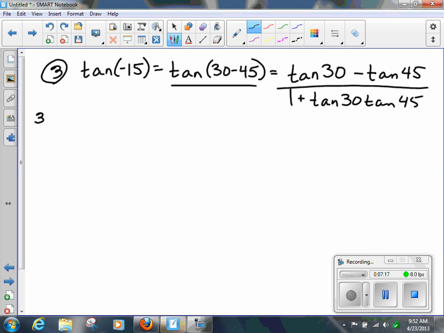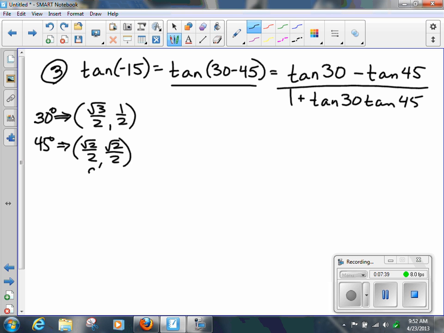Now, here's the thing. 30-degree angle. Folks, this is the part that you have to know and you will not be allowed to use on your test tomorrow. 30 degrees, what's the ordered pair? Root 3 over 2, 1/2. 45 degrees is root 2 over 2, root 2 over 2. And this is cosine, sine. We need tangent. Sine divided by cosine is going to be 1 for the 45-degree angle, right? The only one that I've got to figure out is 30 degrees.